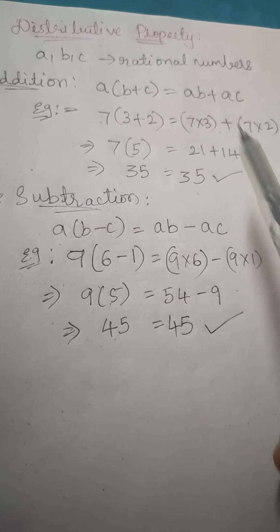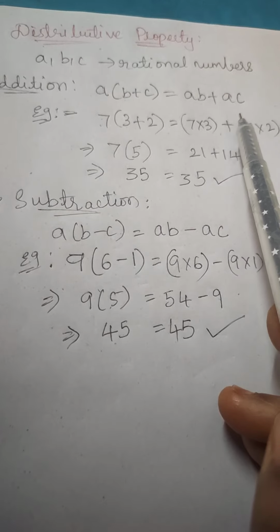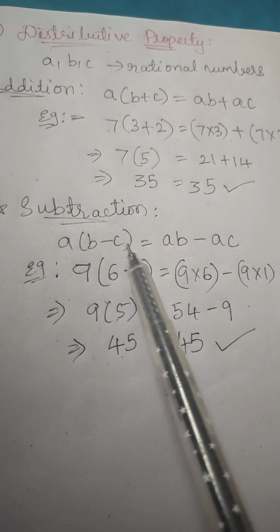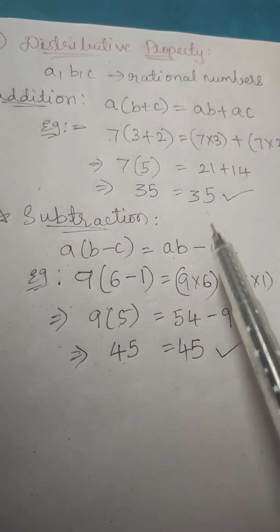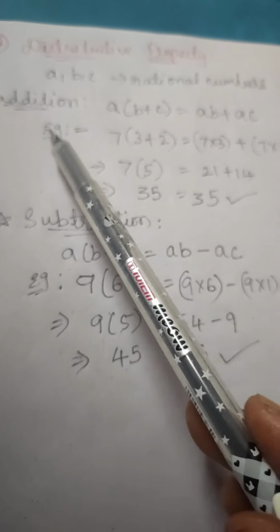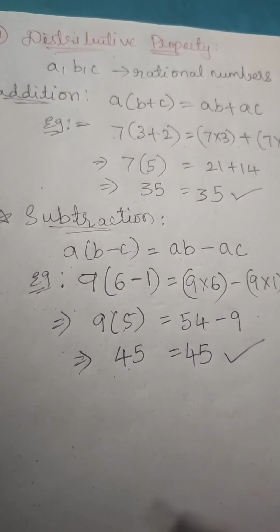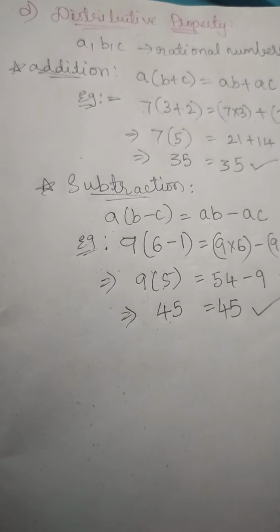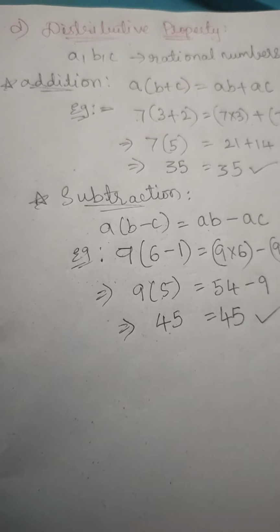In the distributive property we take a into b plus c equal to a into b plus a into c, and a into b minus c equal to ab minus ac. This is about the distributive property for addition and subtraction. Now we will see the additive inverse and multiplicative inverse.